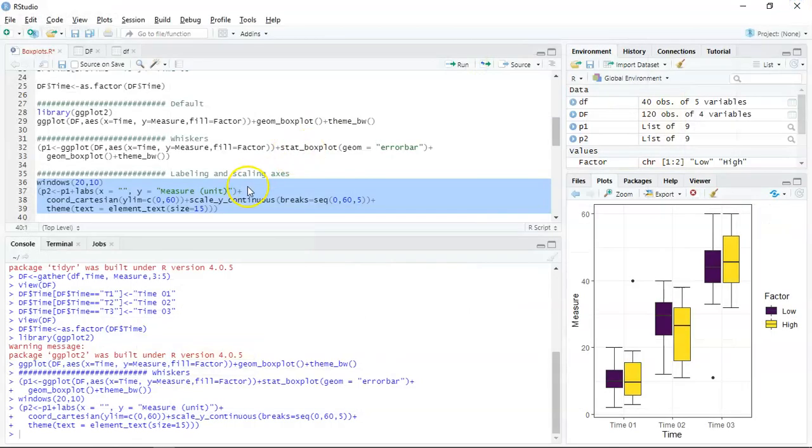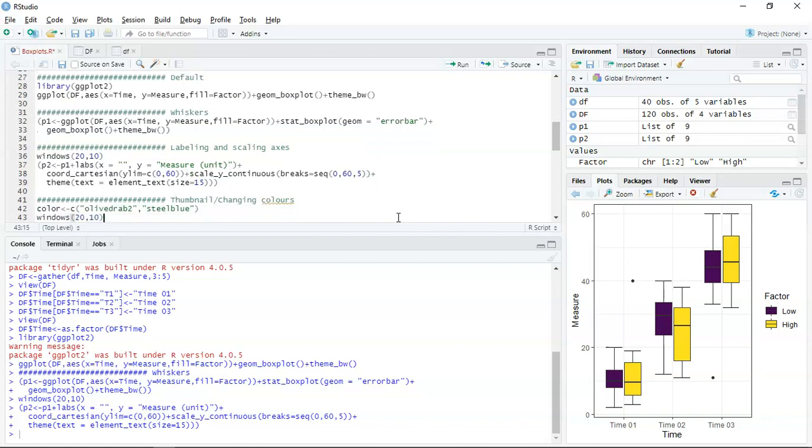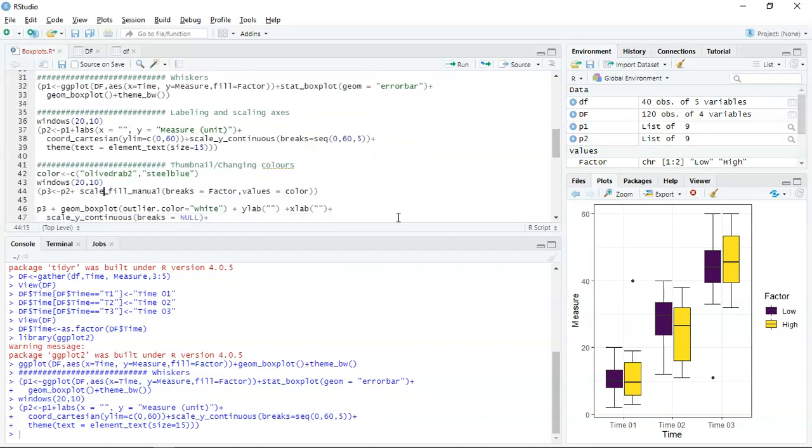Okay, then the next bit is you can just see here the default colors are quite strong. So it's only natural that you might be interested in changing the color of the boxplots. I mentioned earlier that my son Kieran helped me out with this. He picked olive drab 2 and steel blue as the two colors for the boxplot, which I think, when you see them out, and you can see it on the thumbnail, come out quite nice.